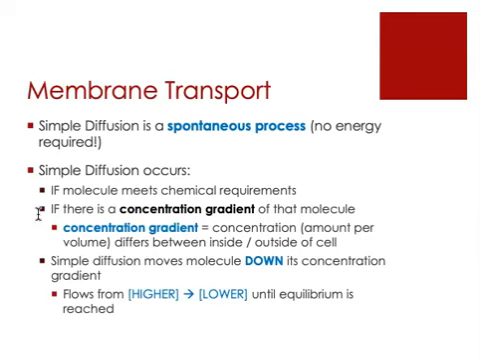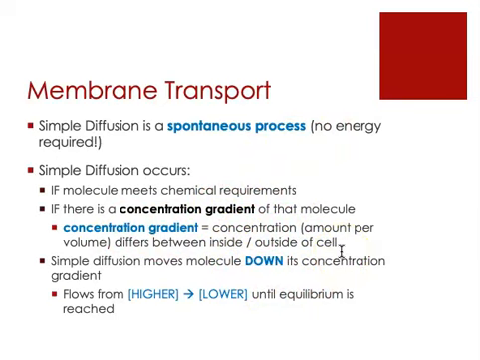We have a concentration gradient. Simple diffusion will occur when there is a concentration gradient and the molecule is small enough, hydrophobic, no charge. Now, simple diffusion will move the molecule across the membrane down its concentration gradient. Now, what the heck does that mean?